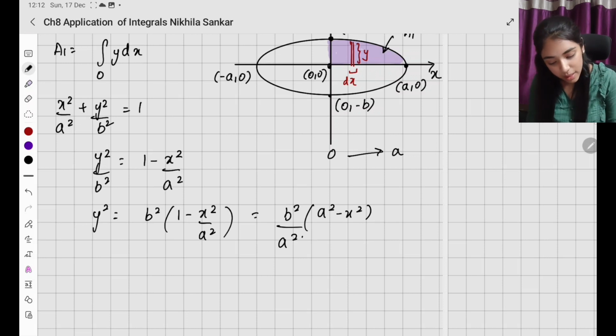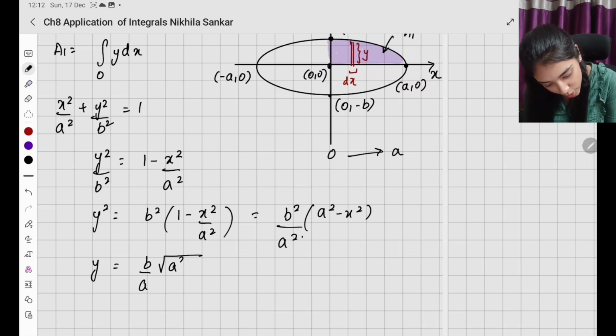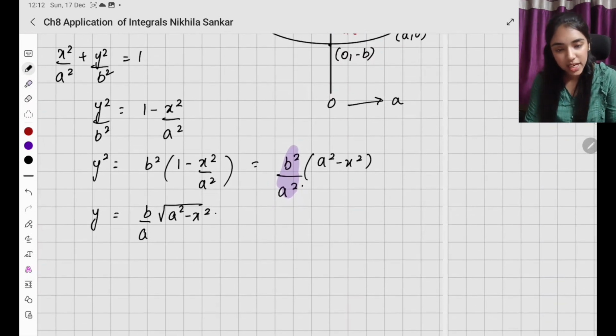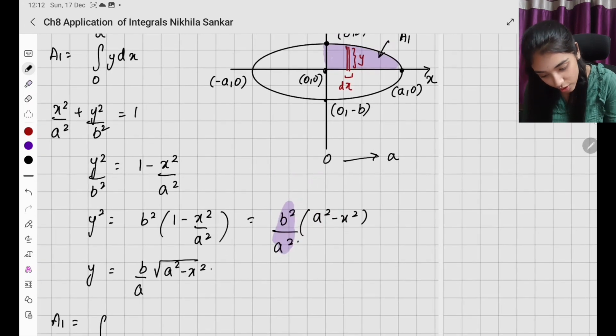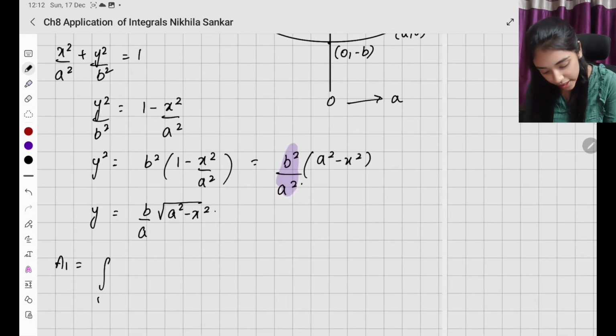Correct? So this is my y square. What is my y now? b divided by a square root of a square minus x square. So this particular term comes outside the square root and becomes b divided by a. Now can we integrate? So I have a1 equals integration from 0 to a of b by a square root of a square minus x square.